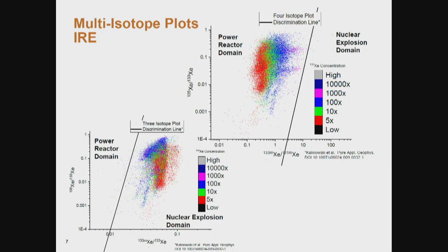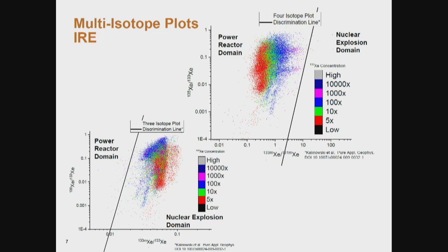Let me start on the bottom left, the 3-isotope plot. The first thing that you notice is, in terms of the discrimination line of nuclear explosions versus power reactors, most of the data points that we see are clearly in the nuclear explosion range. So this is showing that the discrimination that works for a power reactor doesn't really work in the medical isotope production field.